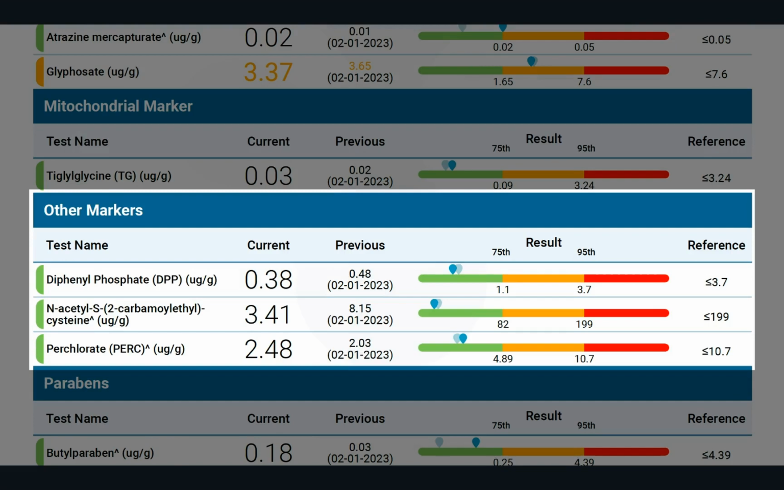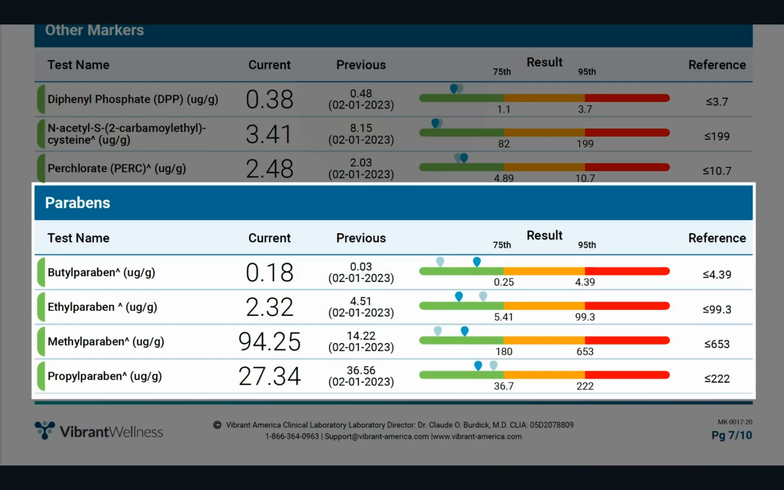The others markers category includes markers that simply don't fit into the other categories, such as diphenylphosphate or DPP, acetyl S2-carboxymoyl-ethylcysteine, and perchlorate. Parabens are synthetic chemicals used as a preservative in the cosmetic, pharmaceuticals, food, and beverage industries. Parabens are preferred because they have a neutral pH, are tasteless and odorless, have effective antimicrobial activity against fungi and gram-positive bacteria, and do not result in product discoloration or hardening.